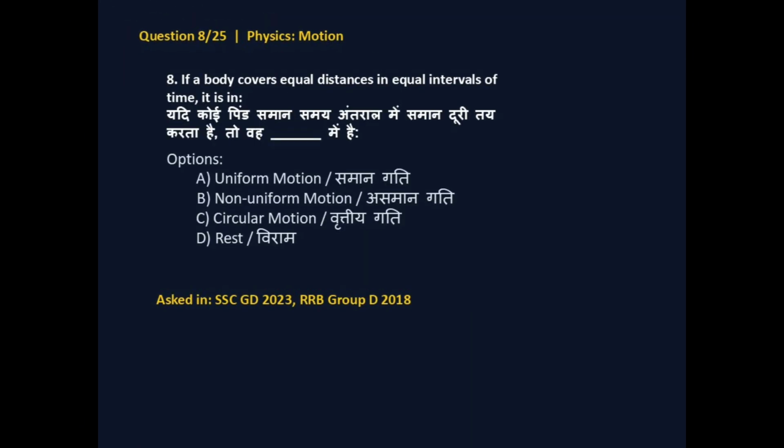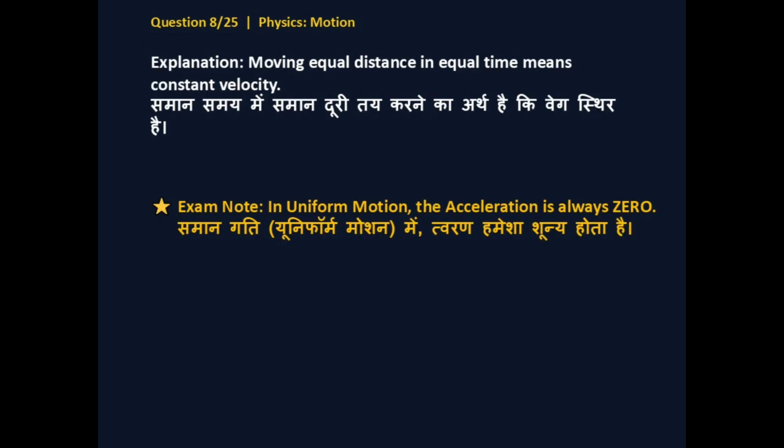Number 8. If a body covers equal distances in equal intervals of time, it is in. Option is option A, uniform motion. Moving equal distance in equal time means constant velocity. So here comes an exam note. In uniform motion, the acceleration is always 0.